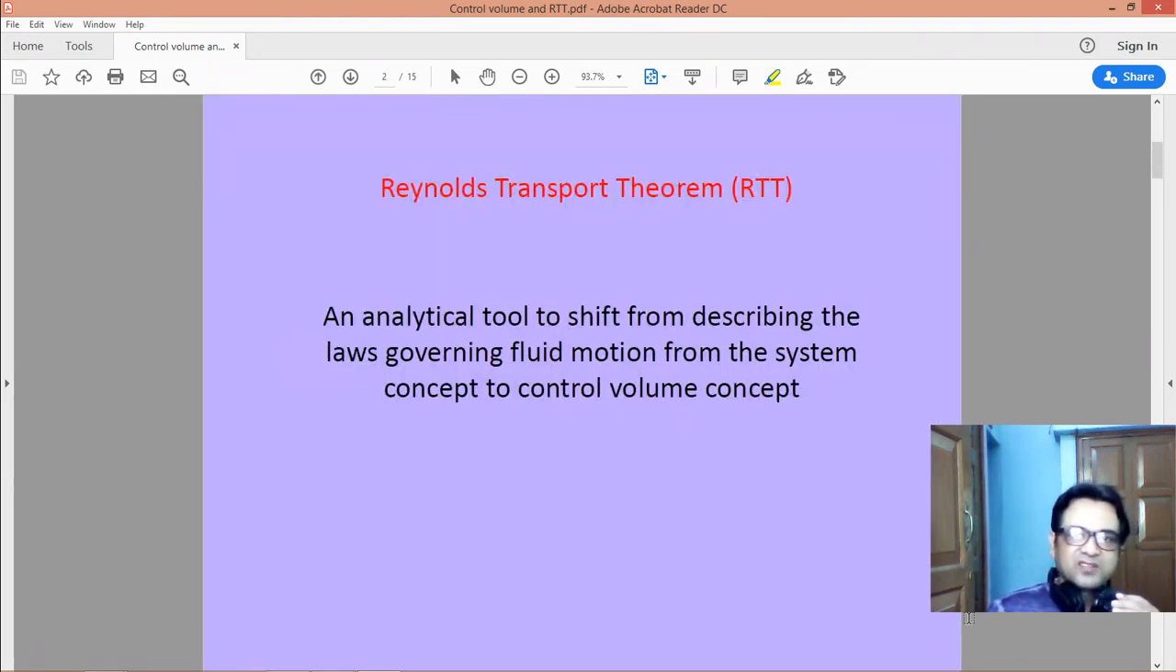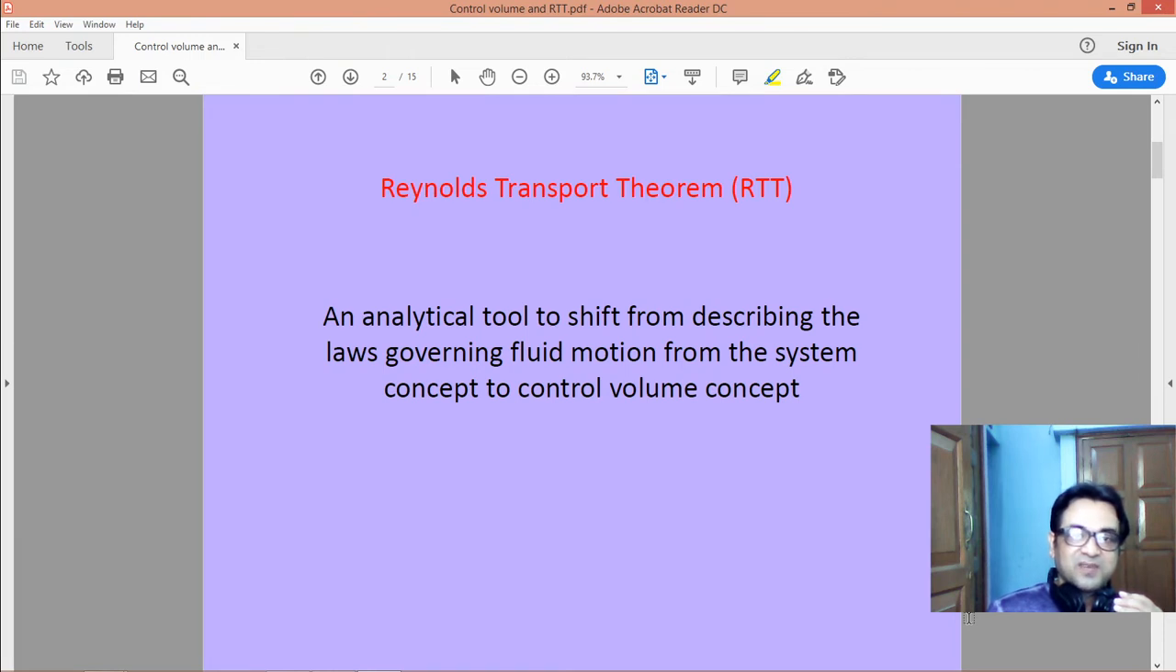So what is the Reynolds transport theorem? It is an analytical tool to shift from describing the laws governing fluid motion from the system concept to the control volume concept. In thermodynamics, we have discussed the system and control volume approach. All the physical laws like conservation of mass, conservation of linear momentum, conservation of angular momentum, the entropy principle, the energy principle, are basically applicable for a system.